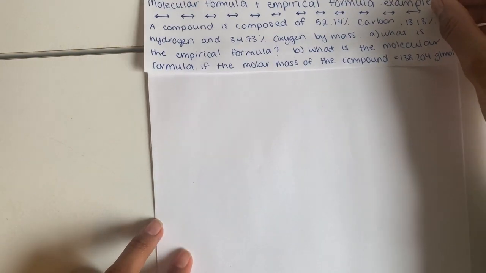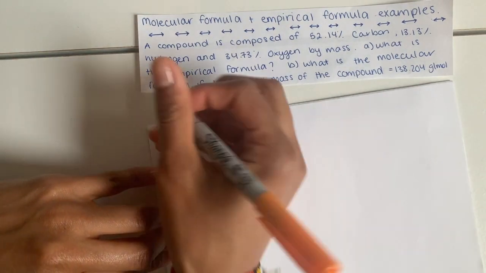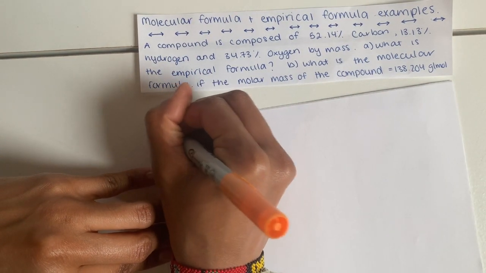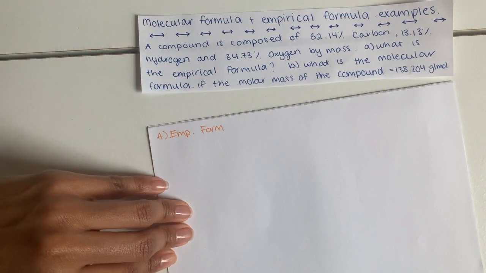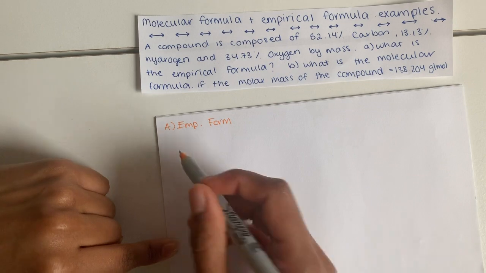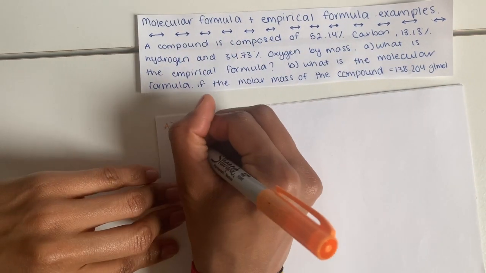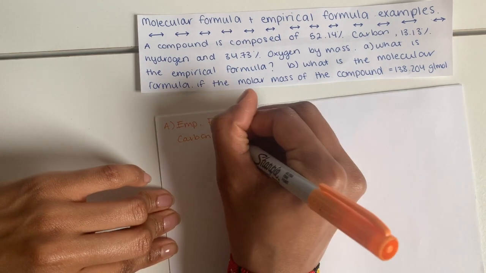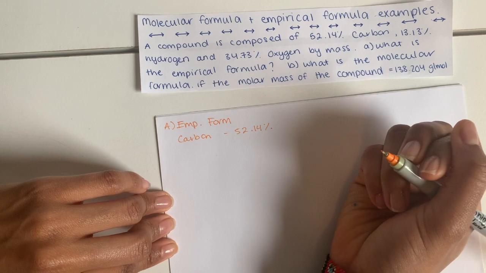Let's color code this. So we're going to start with A, right? Just going to put the question up here. So A is asking us for the empirical formula. I'm just going to put Emp form. So let's write down what we know. So it says carbon has 52.14%.